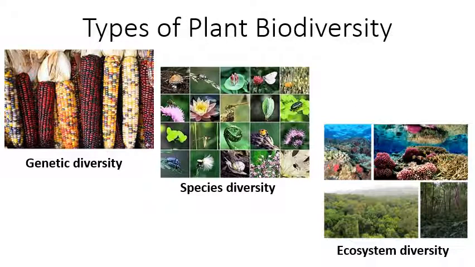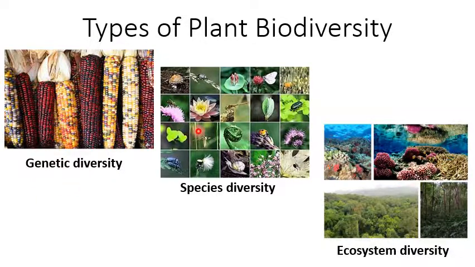Here you can learn about different types of plant biodiversity. First is genetic diversity, where you can see maize cobs, and every cob has different colors of seeds. These differences in the colors are due to differences in the genes, and that is called genetic diversity.